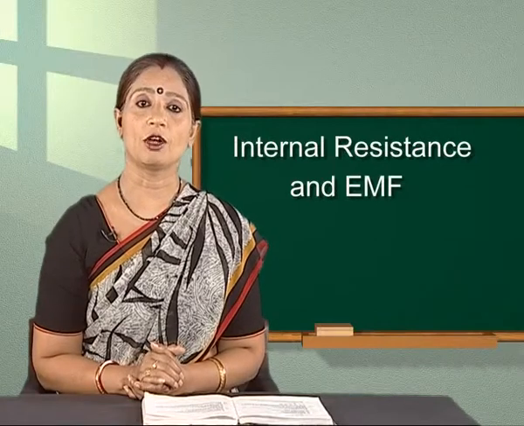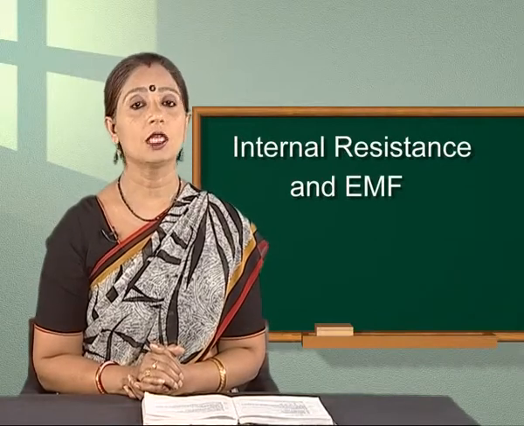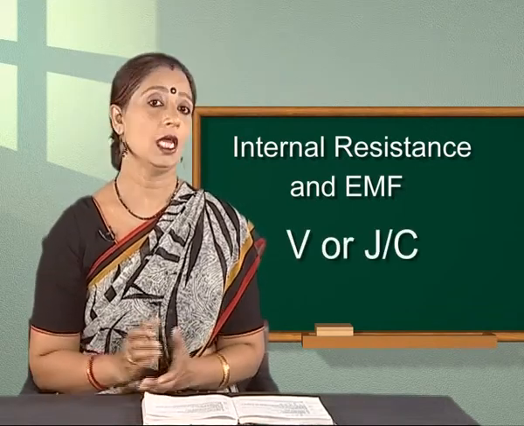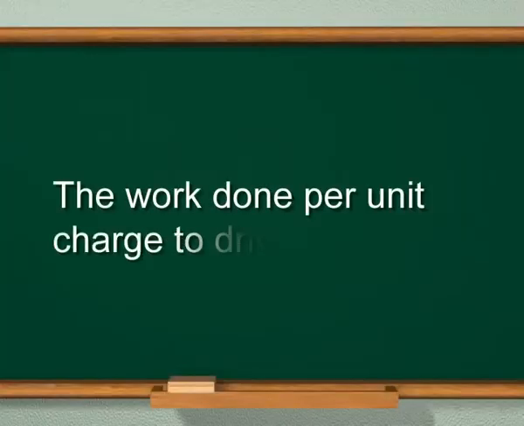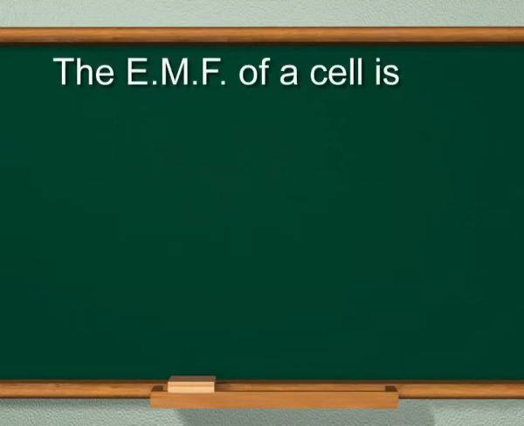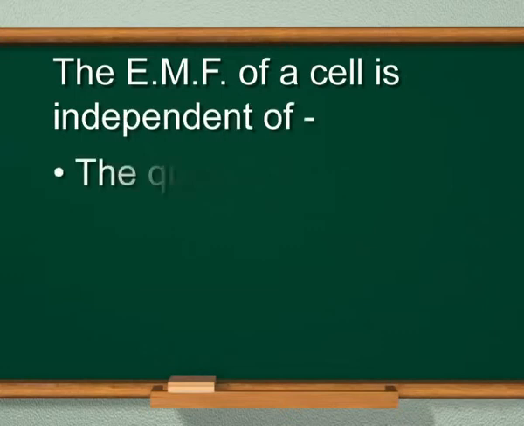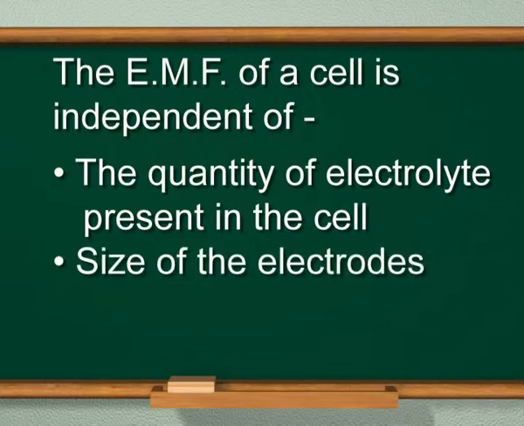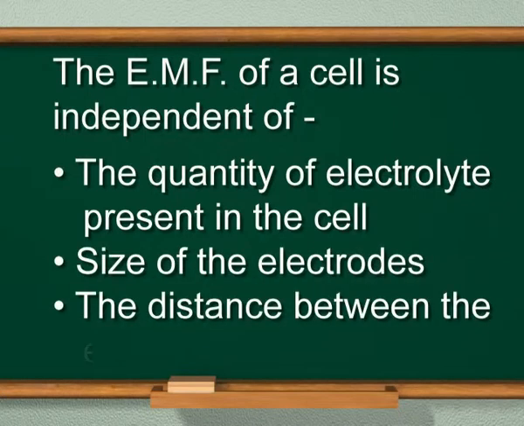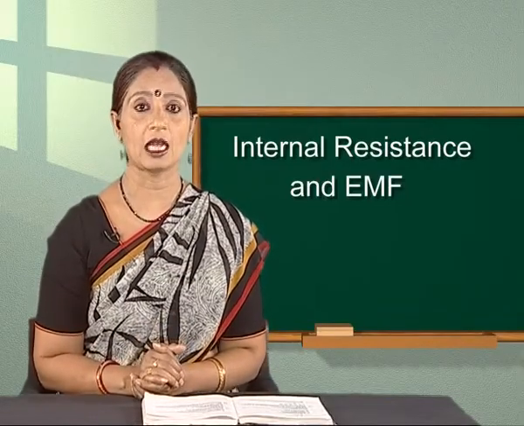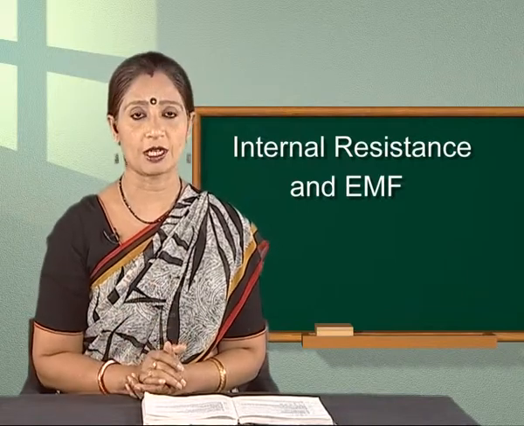The SI unit of EMF is volt, denoted by capital V or joule per coulomb. It can also be defined as the work done per unit charge to drive the carriers. The EMF of a cell is independent of the quantity of electrolyte present in the cell, size of the electrodes, and the distance between the electrodes. The potential difference and the EMF of a cell are two absolutely different quantities.